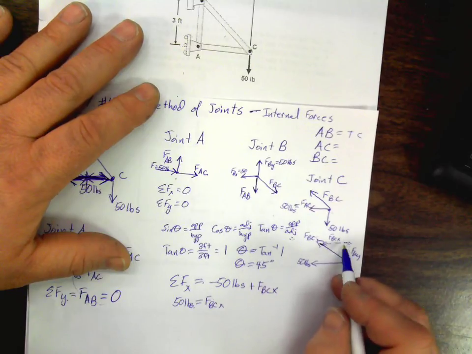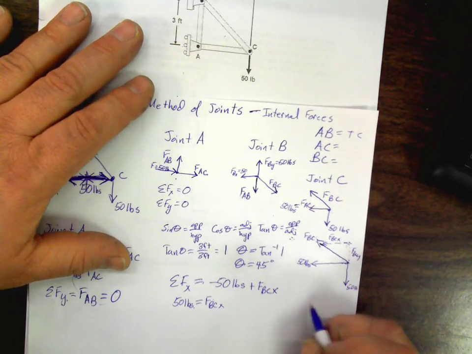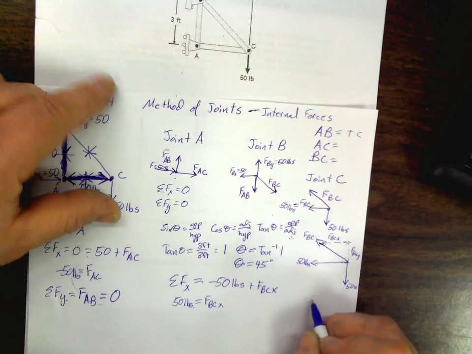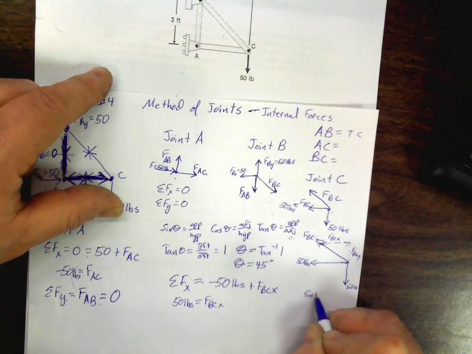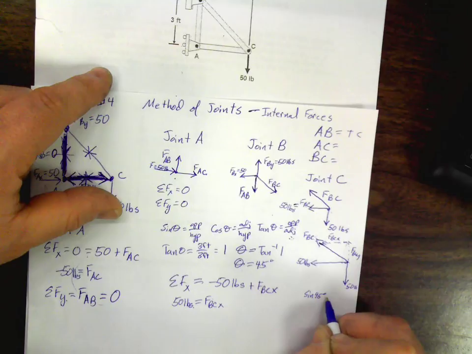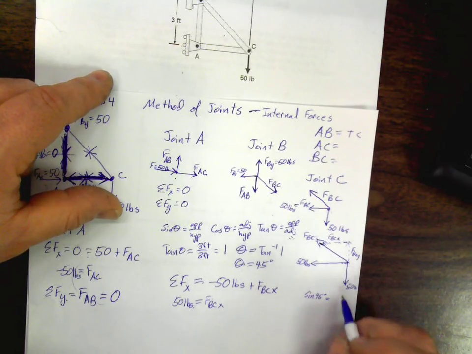So I don't really need to do anything with joint B. However, probably not a bad idea to use joint B to double check your work. So we can double check our work here and just see. So let's go in here with joint B.